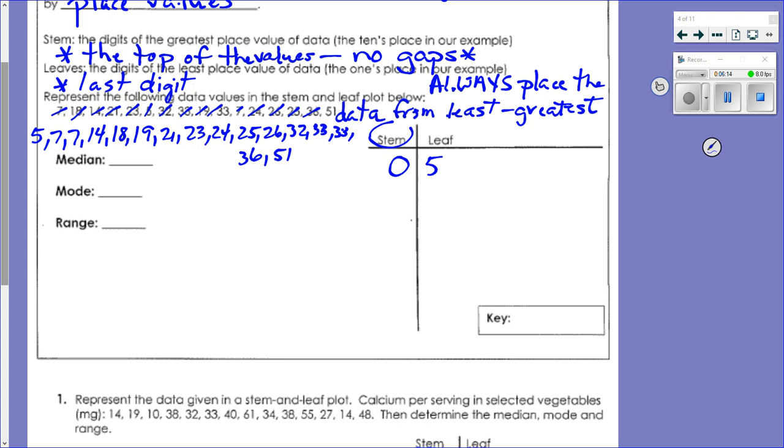What is my next data point? 7. So all I do is next to the 5, I do a comma and draw 7.